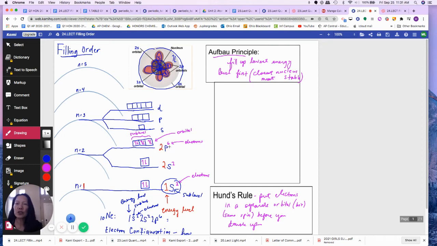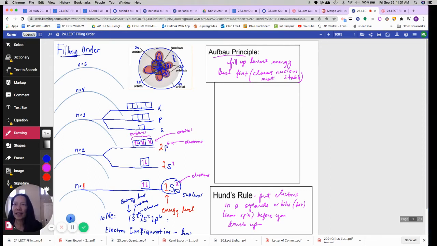After you fill in the 2p6, you fill in the s sublevel in the third energy level. These are all on the third energy level. Okay, and then you just keep going up. But on the fourth energy level, something strange happens.